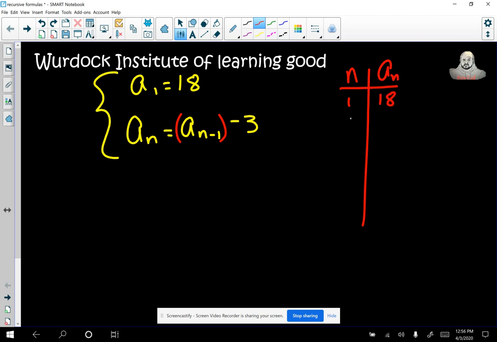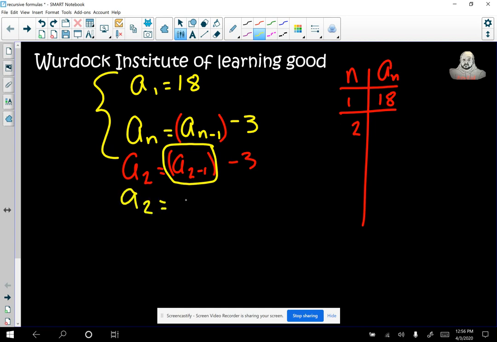So here we're searching for the second term. If I put a 2 in for n here, and here, this thing, if you notice, if you do the math, now we can subtract 1 from 2. So really that statement just says that the second term is the first term minus 3. And we get 15.